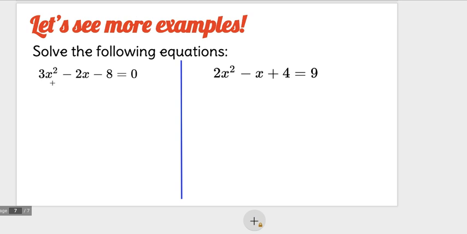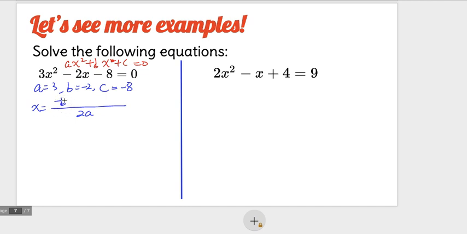Okay? So the very first thing, the most important part, is ax squared plus bx plus c equal to 0. So we compare the a, b, c here. A is 3, B is -2, C is -8. So all I need to do is plug the values into the formula.